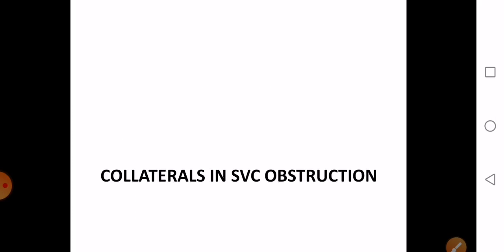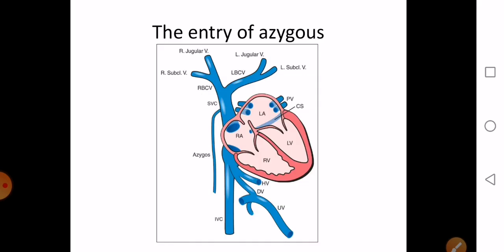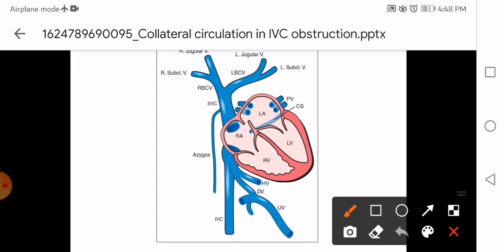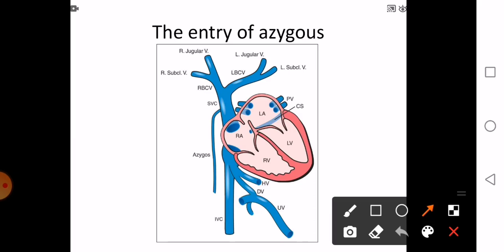Now let's see what happens when there is SVC obstruction. Now SVC is a little different from the IVC because there is one special vein that is joining the SVC just before it enters the heart, and that is the azygous vein. So we can classify SVC obstruction into obstruction above the level of the joining of the azygous and obstruction below the level of the azygous joining the SVC. So what is the difference?